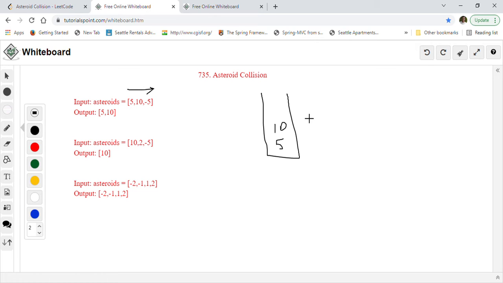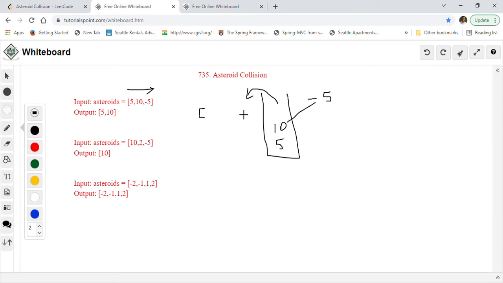When the next one, -5, comes, it is going in the opposite direction. So we have to simulate the collision between 10 and -5. Since 10 is bigger than -5, the -5 will disappear, so we will not do anything. The stack will look like this after the collision: 10 will remain there, and we are done with the whole array of asteroids. After that, we will take these elements out of the stack and put them into the array.